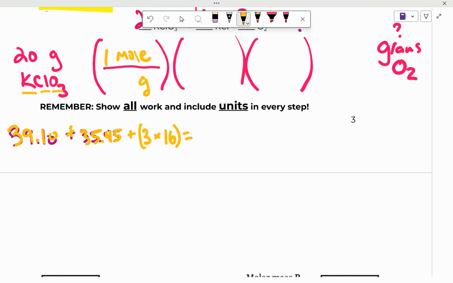39.10 plus 35.45 plus 3 times 16. 122.5, okay? And that's grams. So I got 122.55 grams. First bracket's done. Yay, yay, yay.